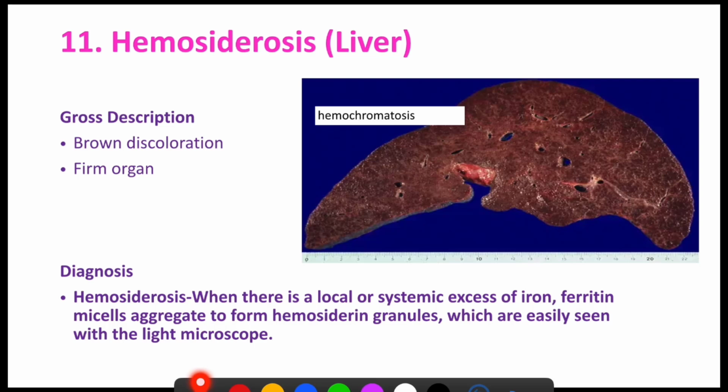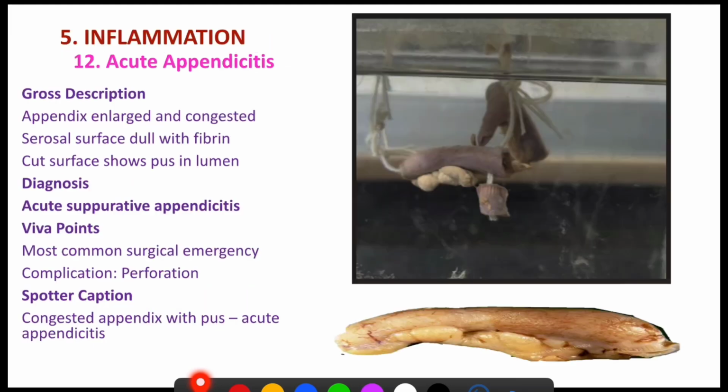Then another example of hemosiderin pigment is hemosiderosis liver. This is the slice of liver specimen where you can see the excessive brown pigmentation on the surface. So it is hemosiderosis, and it is due to excessive amount of iron and ferritin that form hemosiderin granules, and this is the hemochromatosis.